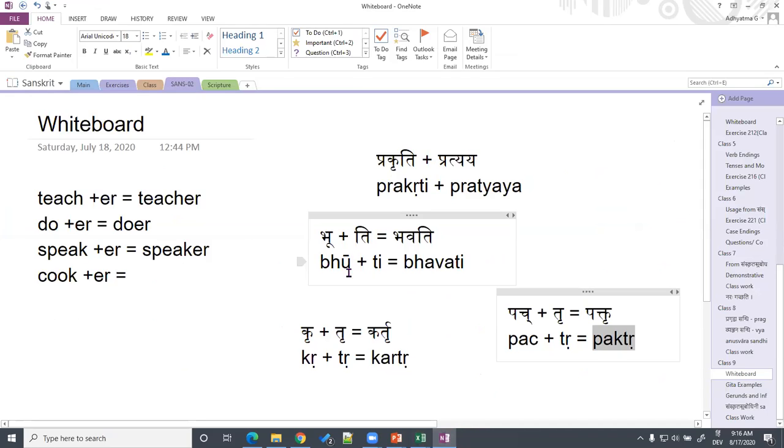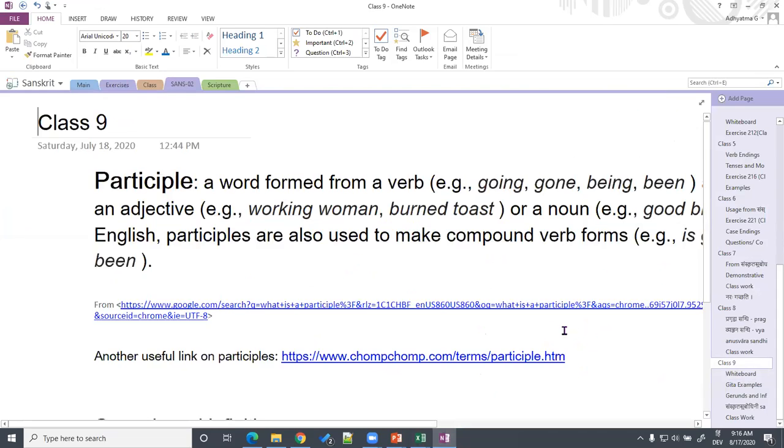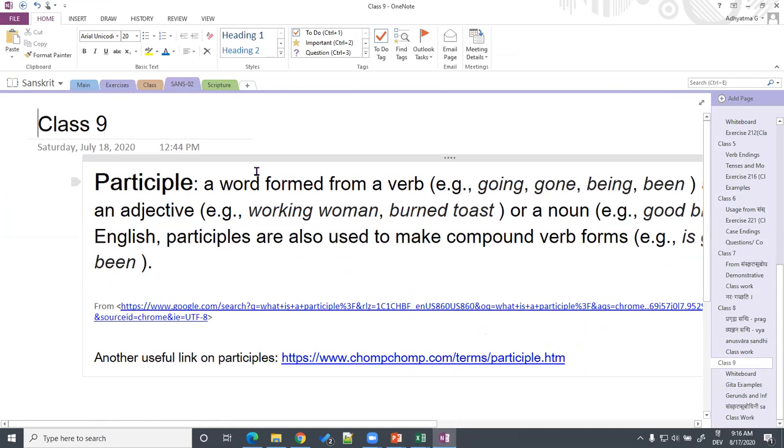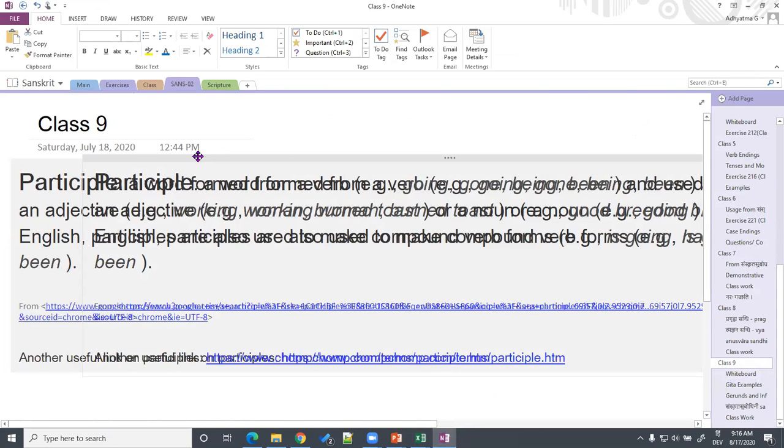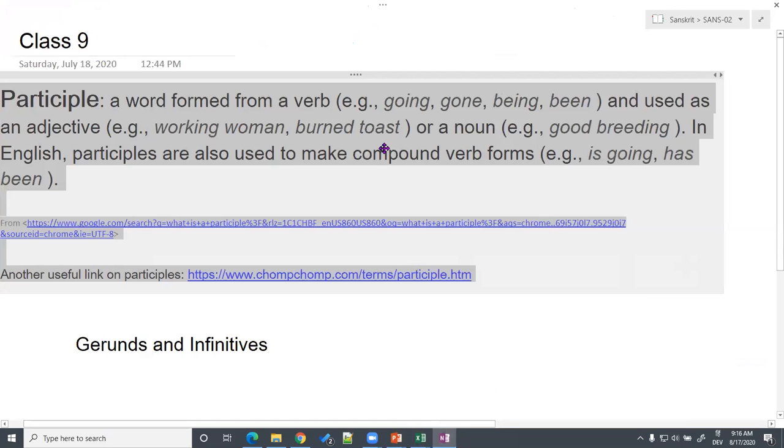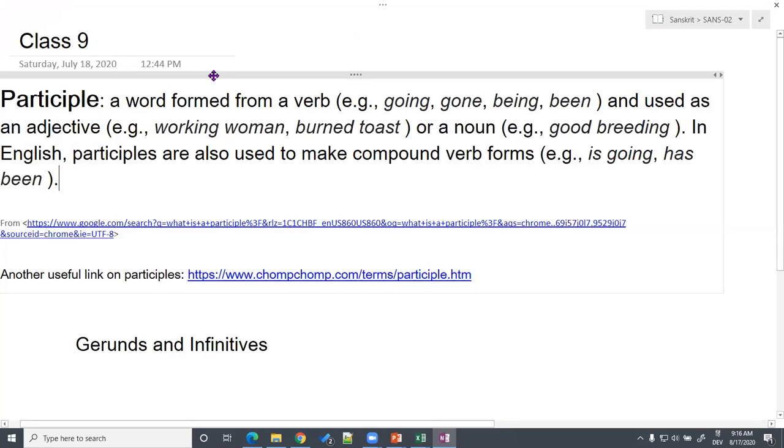The most interesting forms which are made using krut pratyaya are participles. So what's a participle? I just got this definition from a website, from this link. A participle is a word formed from a verb like going, gone, being, been, and used as an adjective like a working woman, burnt toast, or it can be used as a noun like good breeding. In English, participles are also used to make compound verb forms like is going, has been, like that.